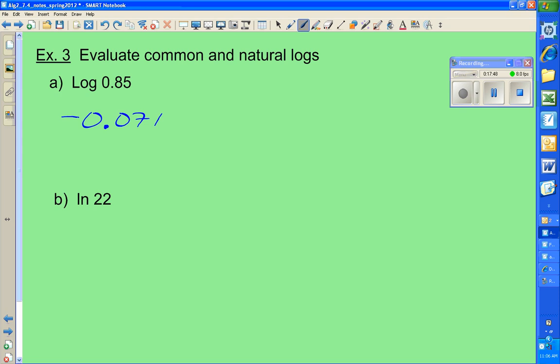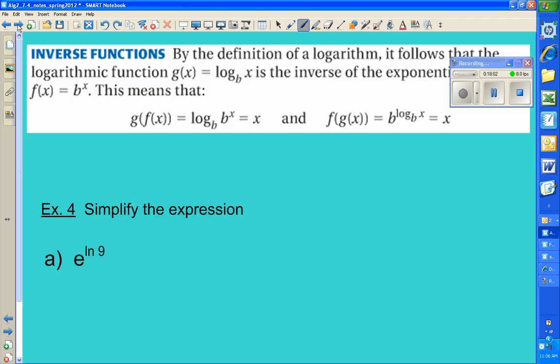Natural log of 22. This is straight calculator work. And round to 3 decimal places. Again, stop me if we're going too quick, if you're not getting these. Now you're going to get some simplifies.